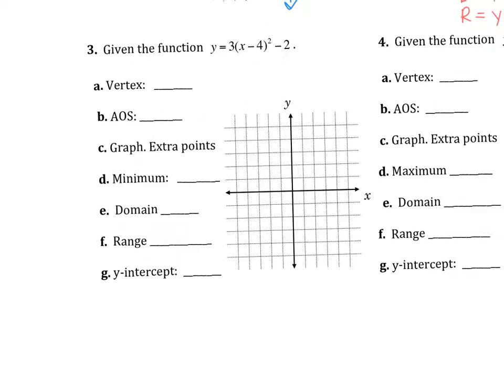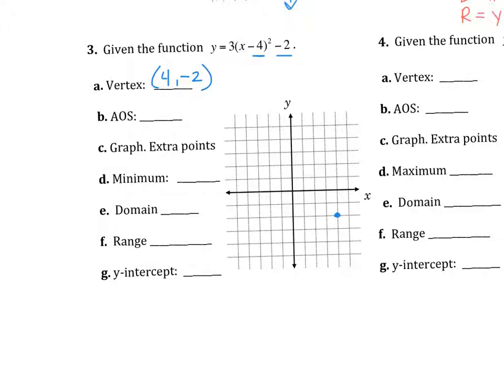Okay, now we're going to lump all kinds of things together. So here we go. Number 3 here. What is your vertex? 4, -2. You do the opposite of this one, the same as this one. So your vertex is 4, -2. Okay, so go 4, negative 2, 1, 2, 3, 4, 1, 2. That's my vertex.